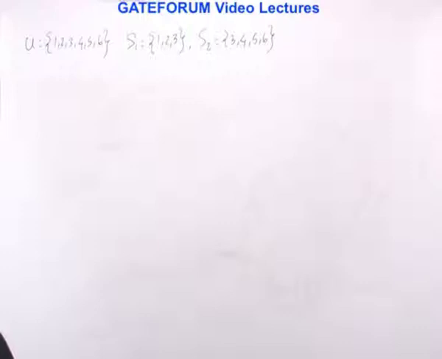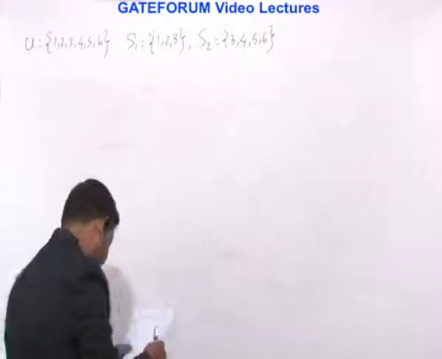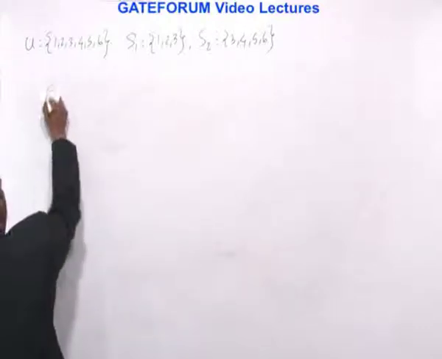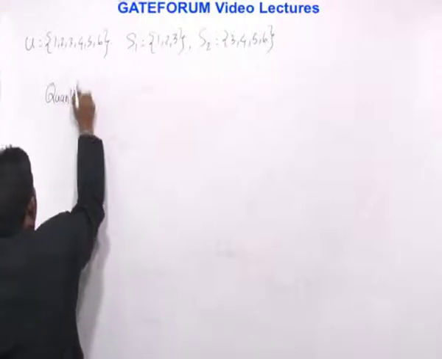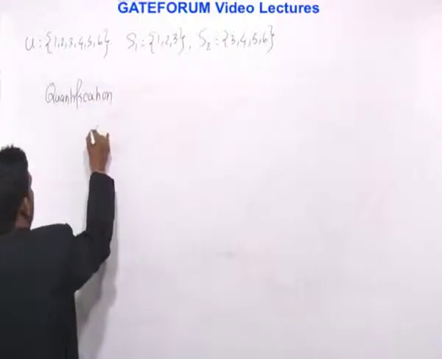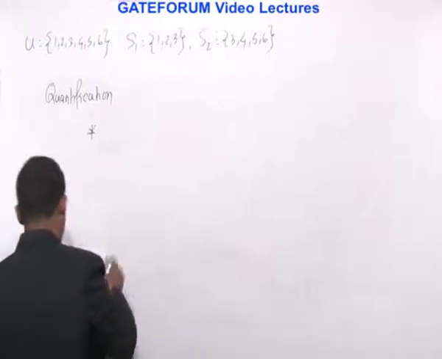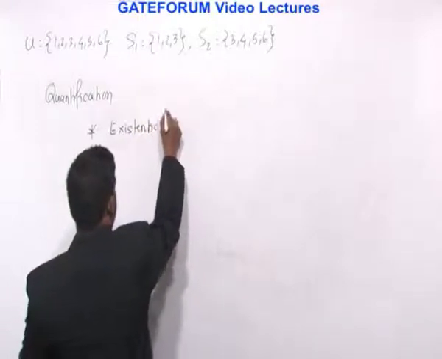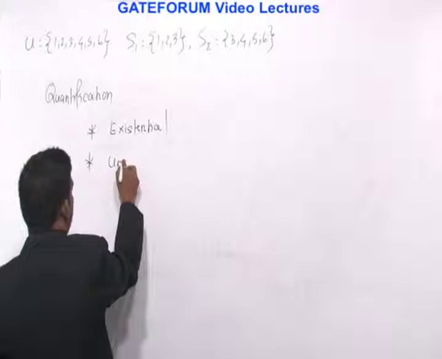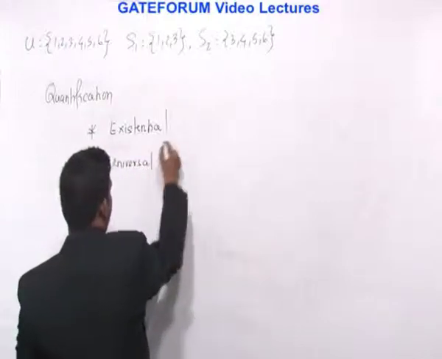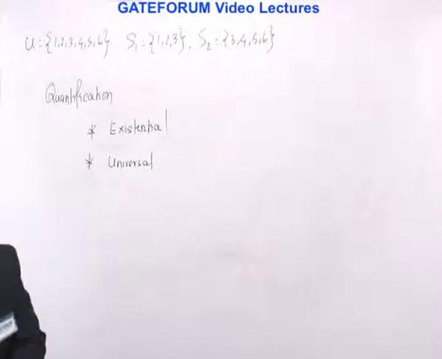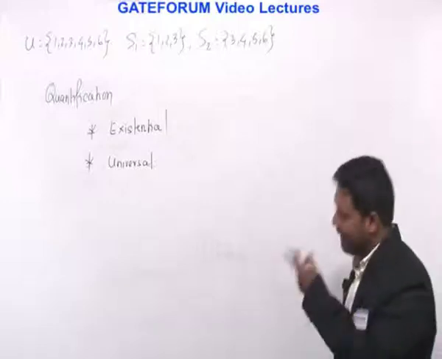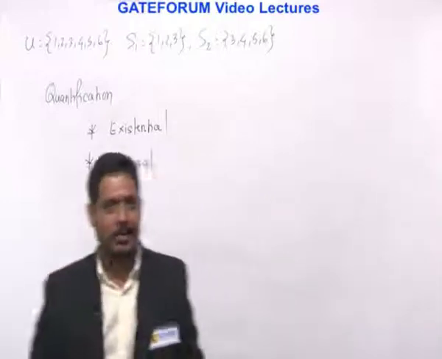Quantification. You might be wondering why I explain all these small things. There is a reason for it. Quantification is also important. We can do it in two ways: existential quantifier and universal quantifier. This is also important in theory of computation, and as the course progresses, you'll understand why.